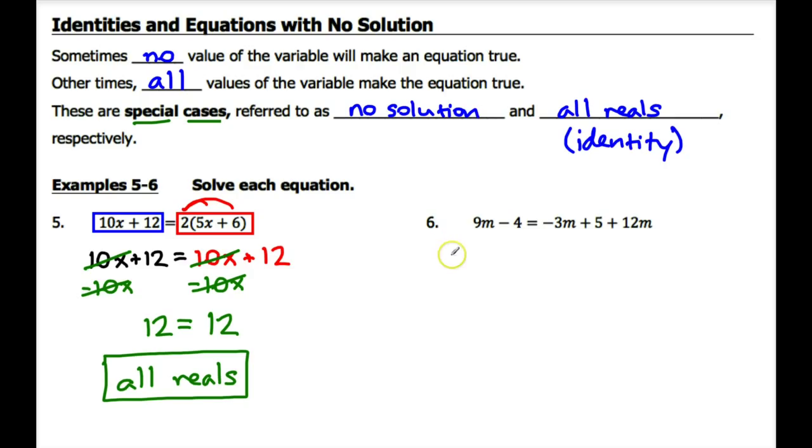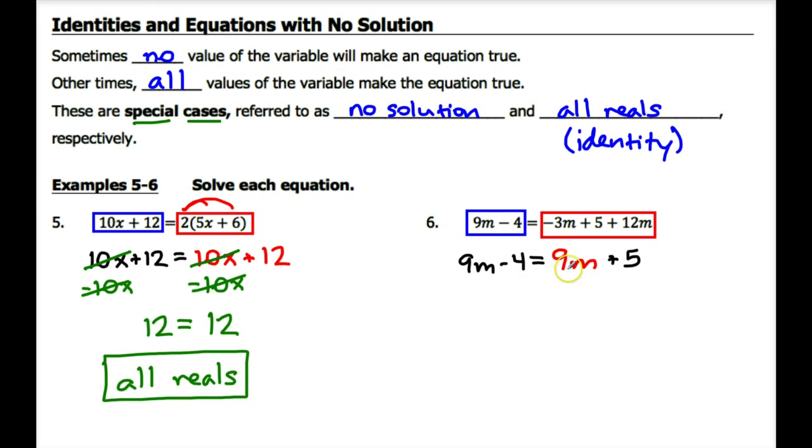Number 6, we're going to see kind of the opposite. So again, I'm going to look at the left side of my equation, 9m minus 4, and you can't simplify 9m minus 4 at all, so then we'll look at the right side. We have negative 3m plus 5 plus 12m. You can combine like terms there. Negative 3m plus 12m is 9m. And then we'll bring down our plus 5. So we have 9m plus 5 over here. And that's equal to, on the left side, we had that 9m minus 4.